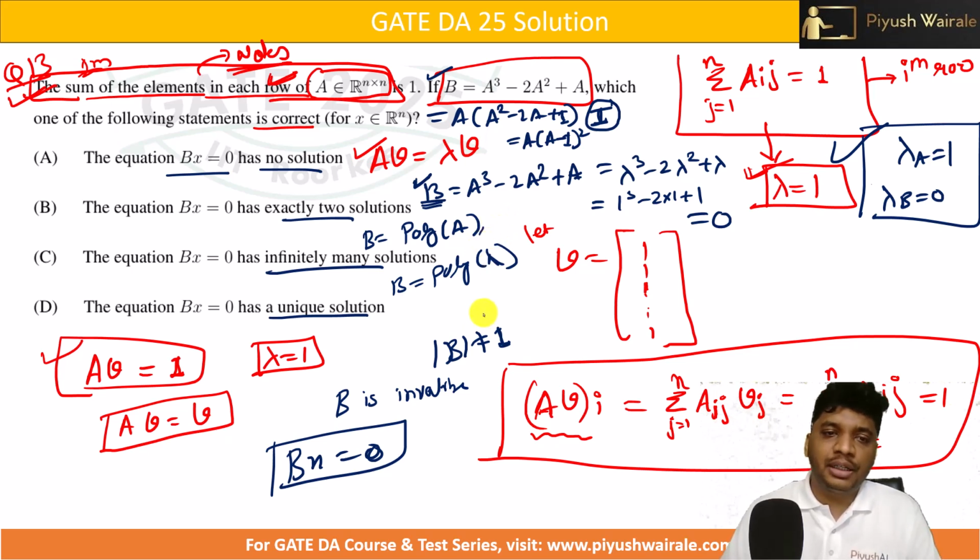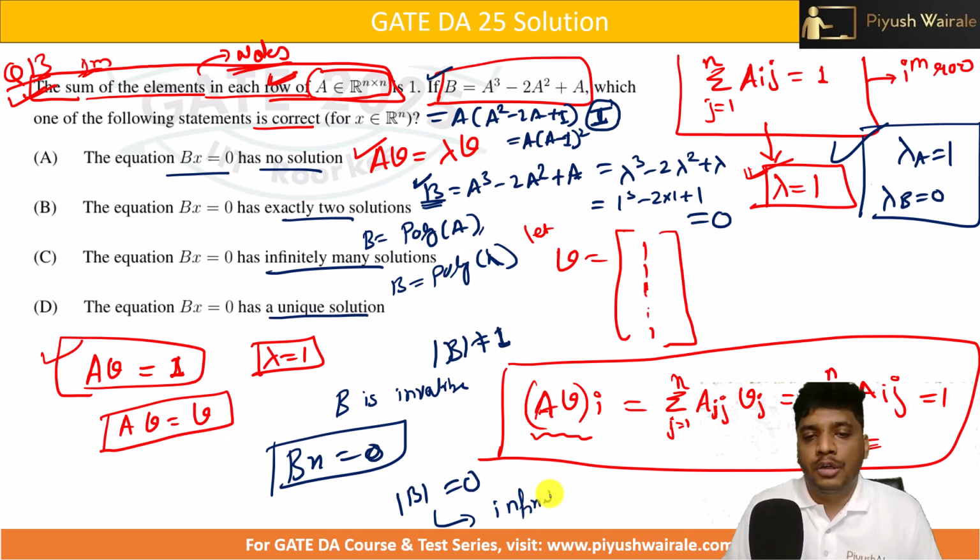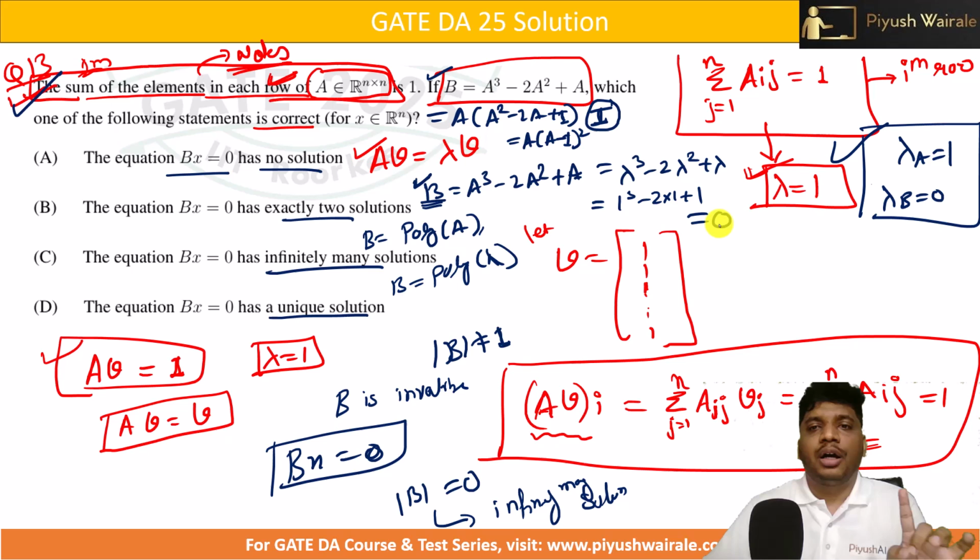But if B is not invertible, it means the determinant of B equals 0. In that case, what we can say is B has infinitely many solutions. So please do watch the video on the system of linear equations, in which I have discussed this thing. This question is based on the understanding of the properties of eigenvalues and the system of linear equations.